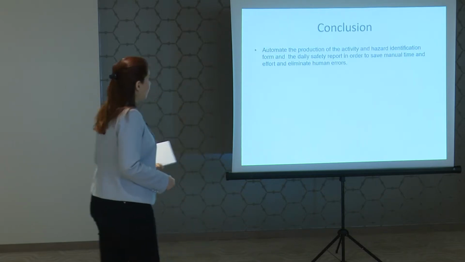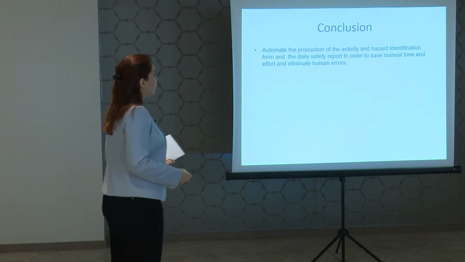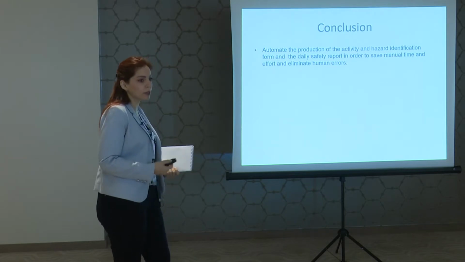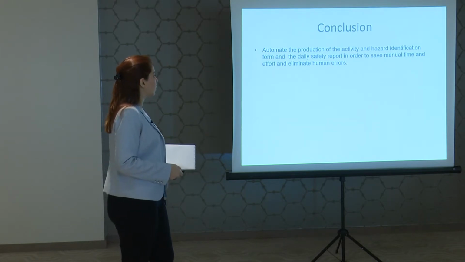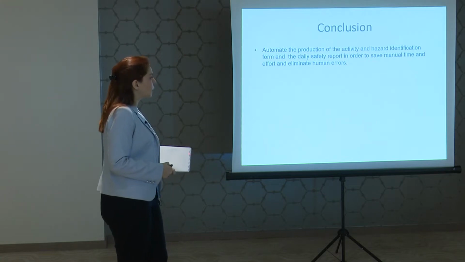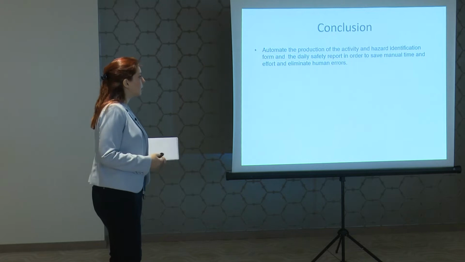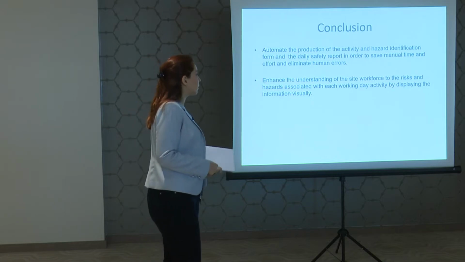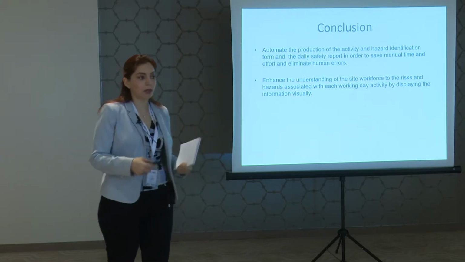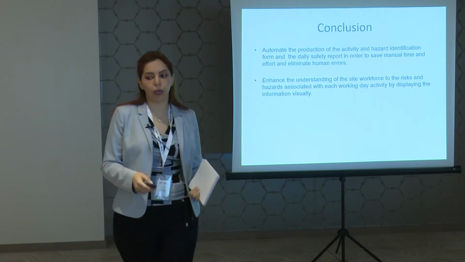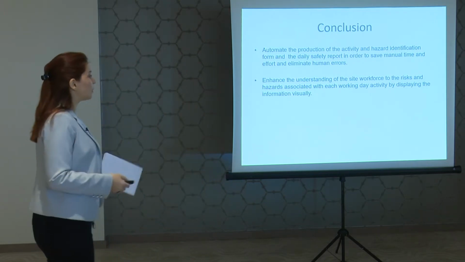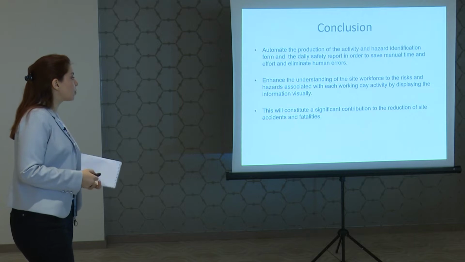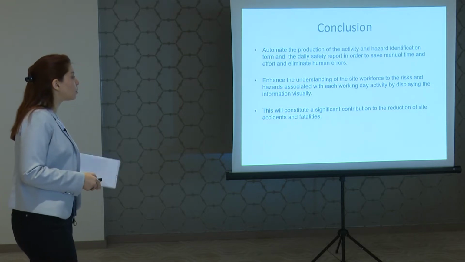Conclusion: automate the production of the activity and hazard identification form, which is a bit time consuming. In this method, it will be generated automatically. And the safety report, also the daily safety report, will be generated automatically. That will save manual time and effort. It enhances the understanding of the site workers. That's the most important thing, to make sure that the workers are fully aware of the hazard and the activity they are doing on a daily basis. And this will constitute a significant contribution to the reduction of site accidents.